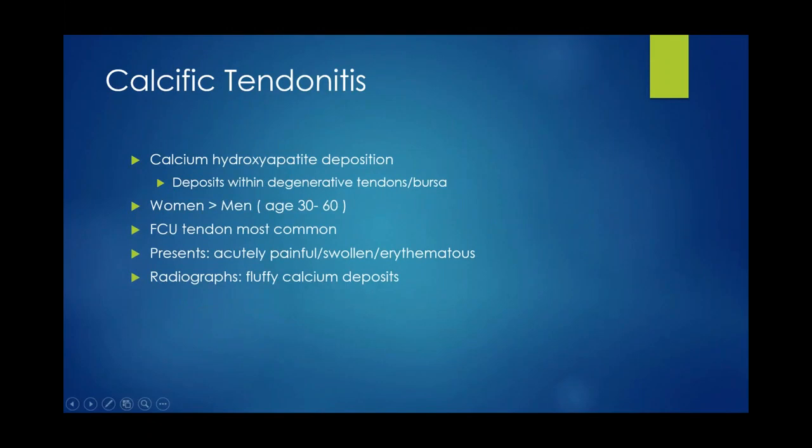Calcific tendinitis in the wrist typically involves the flexor carpi ulnaris tendon, more commonly in middle-aged women. It's the deposition of calcium hydroxyapatite within the tendon. They would present with an acutely painful, swollen ulnar side of the volar wrist. You may see it radiographically as well as on ultrasound.